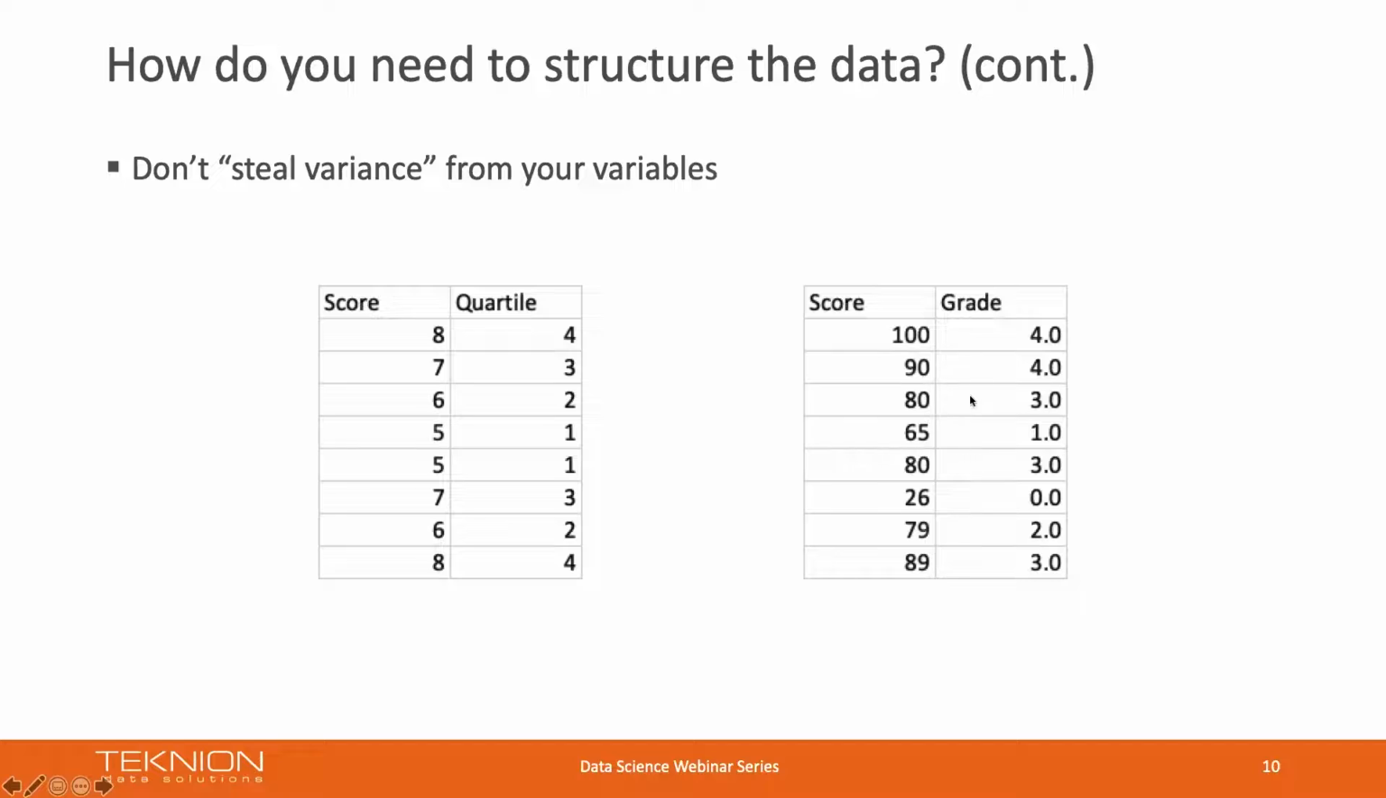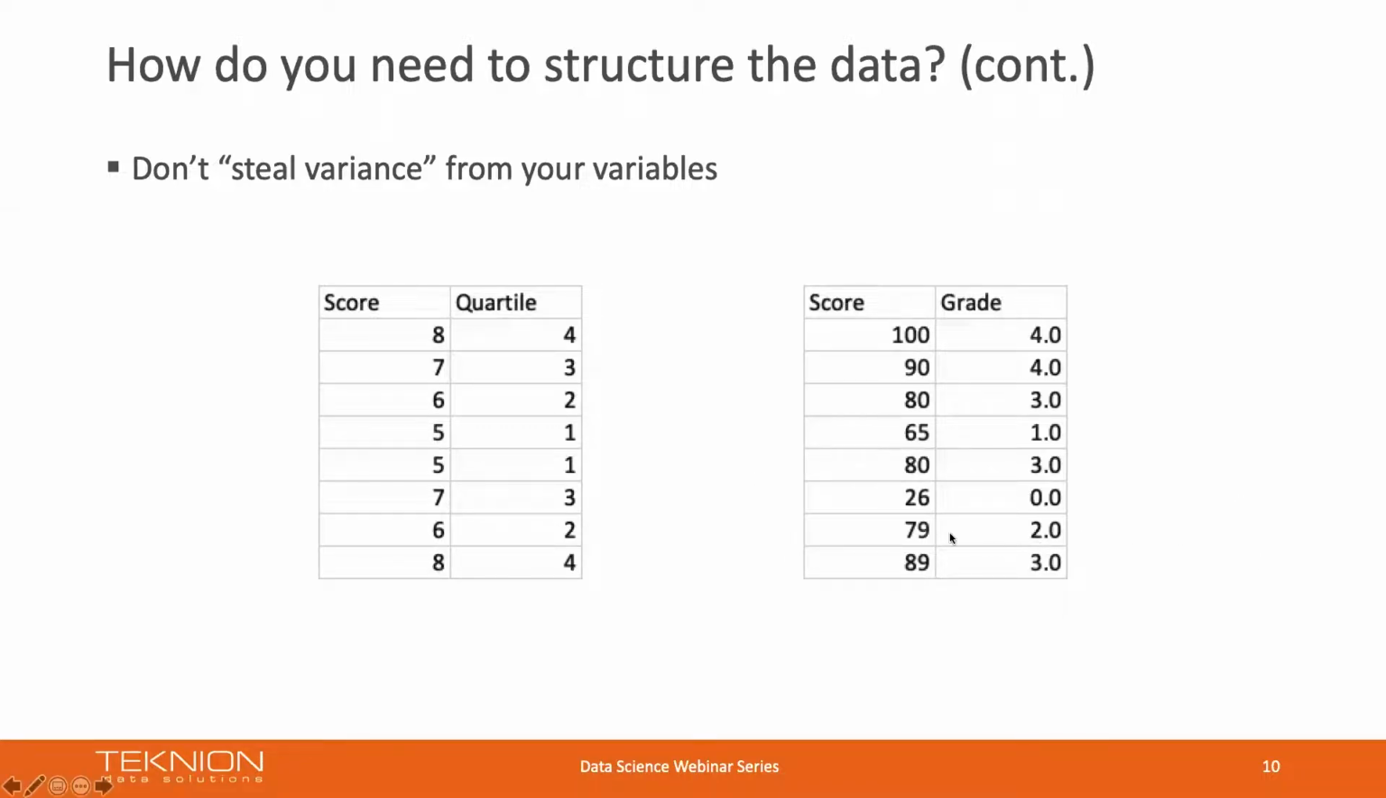And then an 80 is a 3. A 65 would be a 1.0. Again, anything below 60 is actually 0, it doesn't matter. That scale is now from 0 to 59.4, and they all get a 0.0.